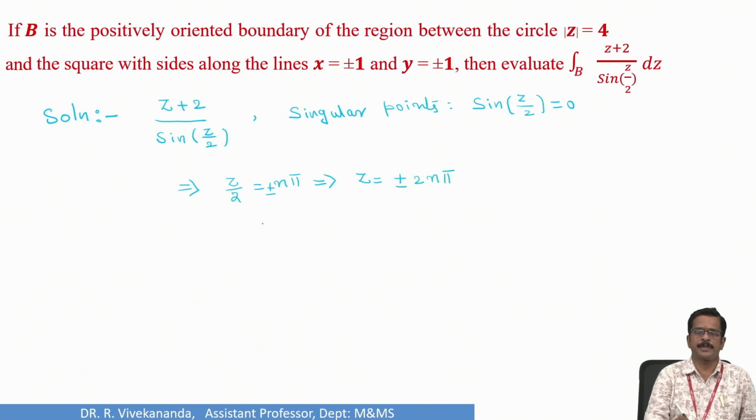When n is equal to 1, z equals plus or minus 2 pi. When n is equal to 2, plus or minus 4 pi. N equal to 3 is 6 pi. N equal to 4 is 8 pi, and likewise. So these are the singular points we evaluated.